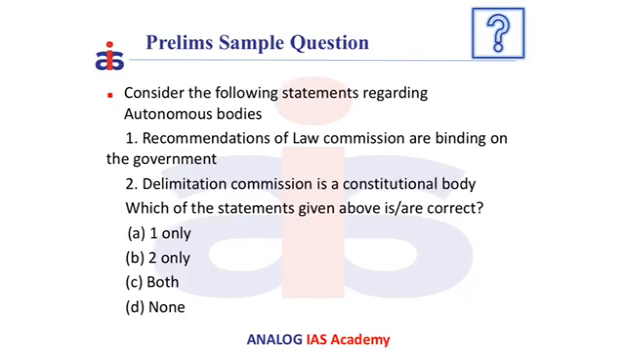Now let us solve this question. Consider the following statements regarding the autonomous bodies. Recommendations of the Law Commission are binding on the government. Delimitation Commission is a constitutional body. The correct answer is D.